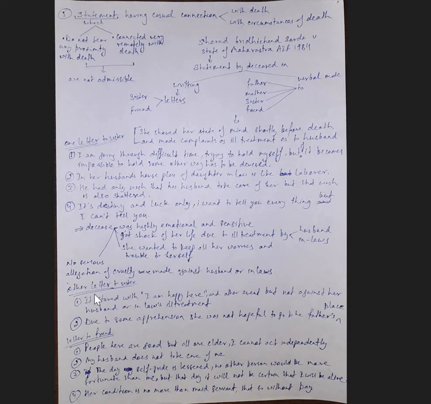So the letter to the friend says, people here are good but all are elder. I cannot act independently. My husband does not take care of me. The day self-pride is lessened, no other person would be more fortunate than me. But that day it will not be certain that I'll be alive. Her condition is no more than a maid servant, that too without pay. So these are the relevant extracts which I have taken from the judgment and placed here in simple language for the purpose of understanding.